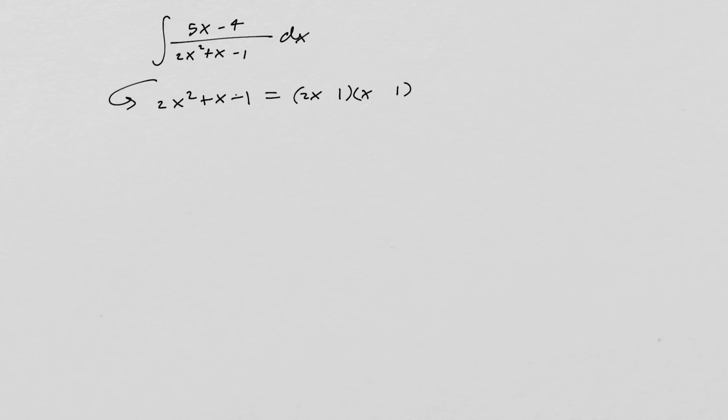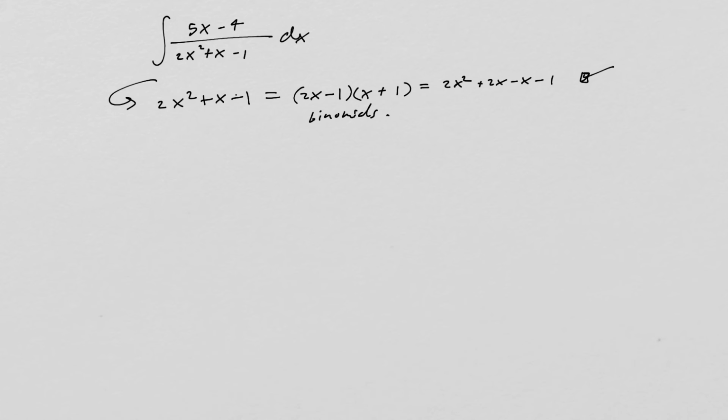Let's see if I put a negative here and a positive there, that should work out, and that in fact does. I can even write down 2x squared plus 2x minus x minus 1. Yeah, that checks out. Okay, good. All right, so here's my two binomials.